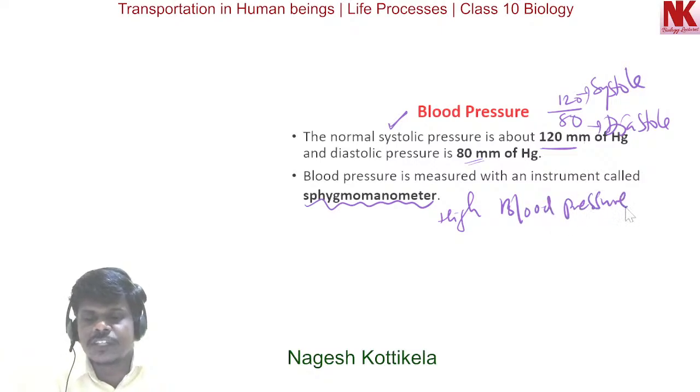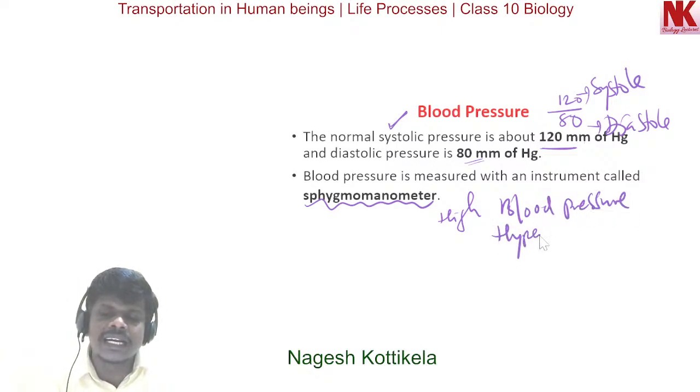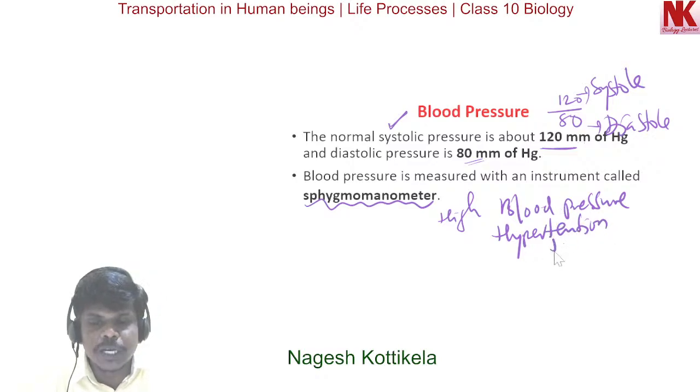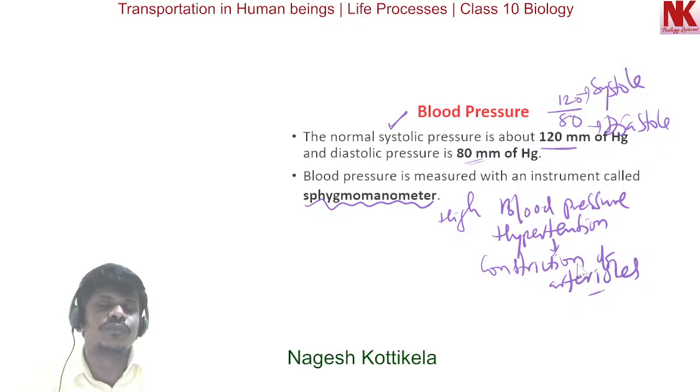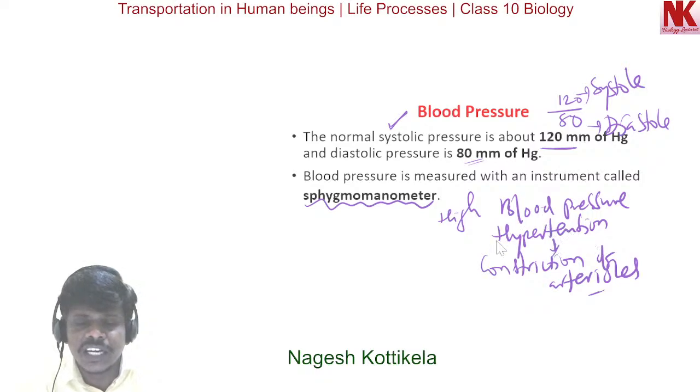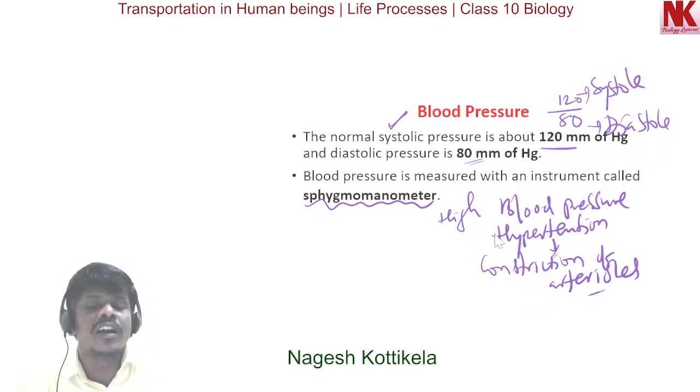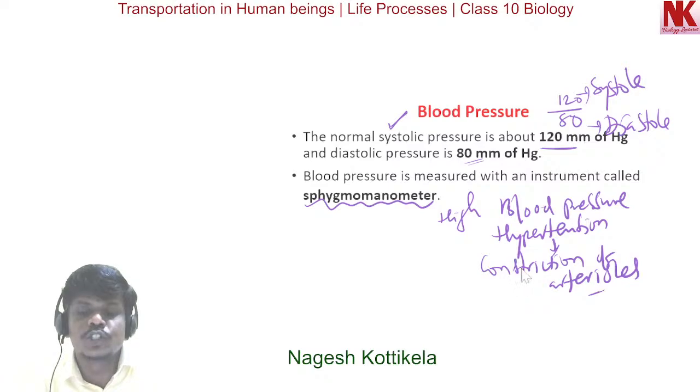It is also called hypertension, or high BP. This is because of constriction of arterioles. These arterioles are the branches of the arteries. So high blood pressure, or hypertension, is due to constriction of arterioles.